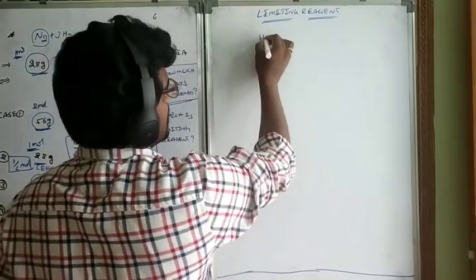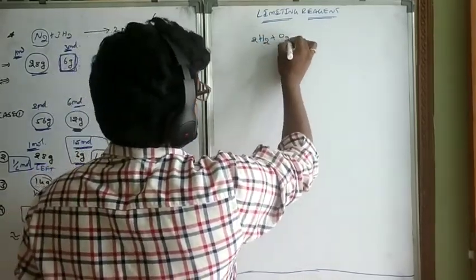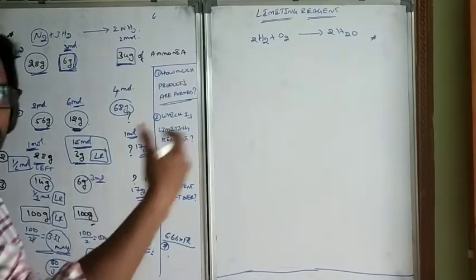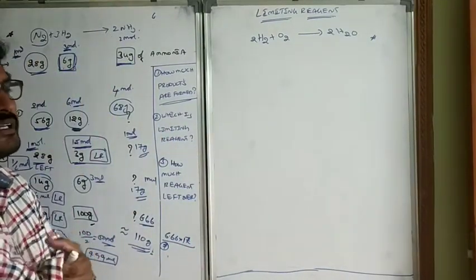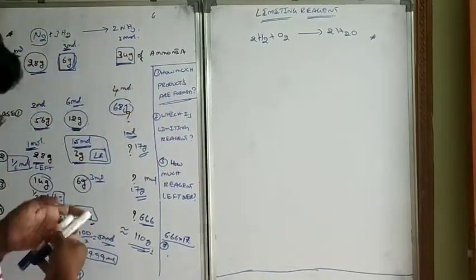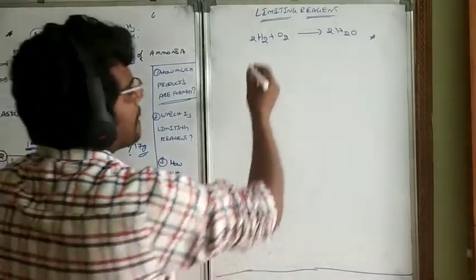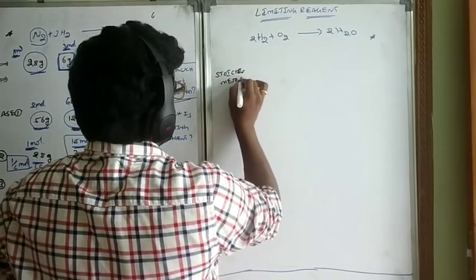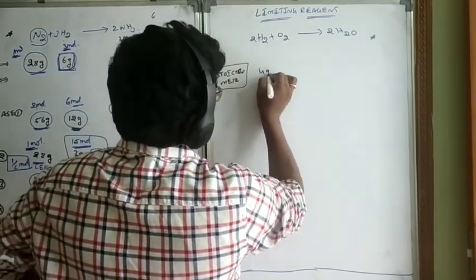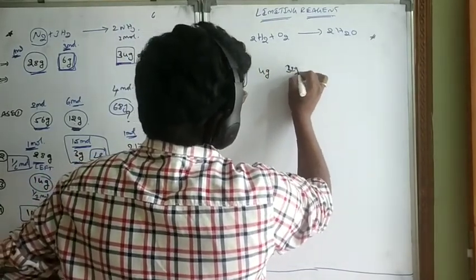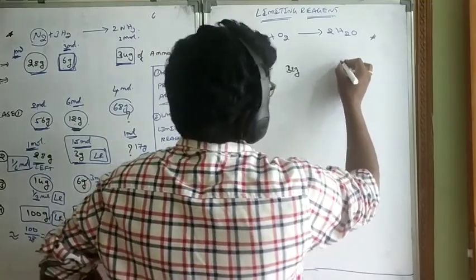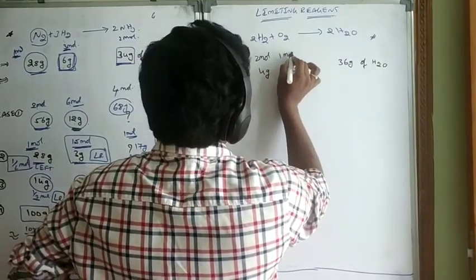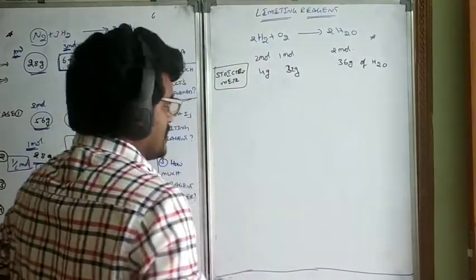So let us take this question. 2H2 plus O2 gives 2H2O. In this I will give you different conditions, you can practice what will be the limiting reagent. Let us see this. In case 1, according to stoichiometry, the weight will be 4 grams of hydrogen reacts with 32 grams of oxygen to produce 36 grams of water, or you can say 2 moles react with 1 mole to produce 2 moles of water.